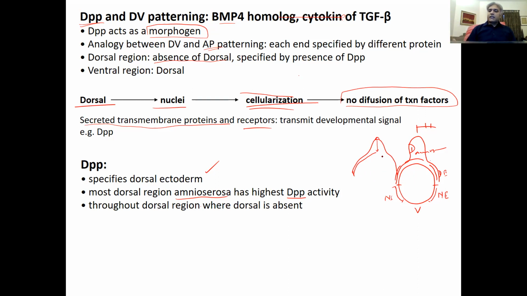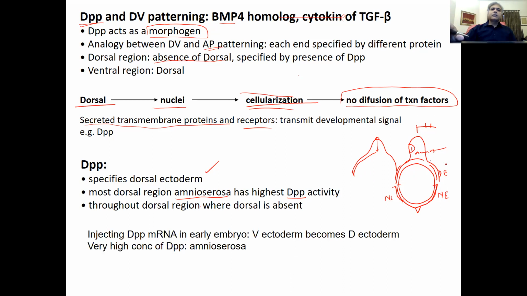And DPP is absent all over here because dorsal is antagonizing DPP. If you bring in the messenger RNA of DPP at an early stage embryo, the ventral ectoderm can become dorsal ectoderm. If you inject DPP messenger RNA, for example here in the neuroectodermal or ventral region, everything will become dorsalized.